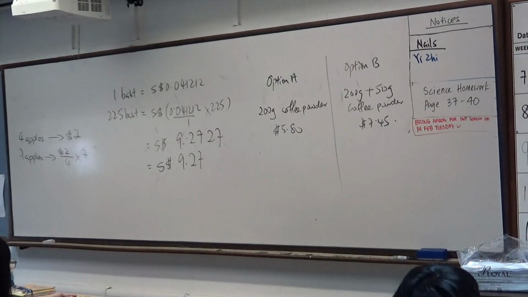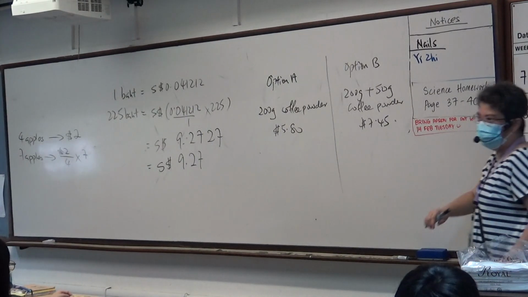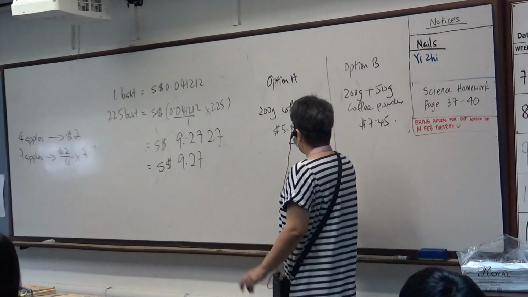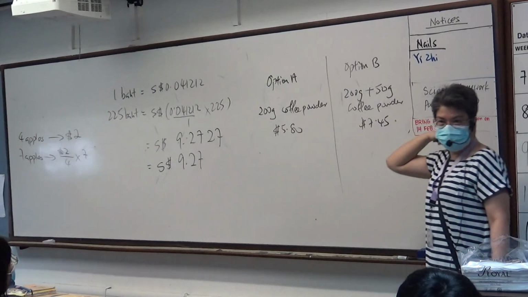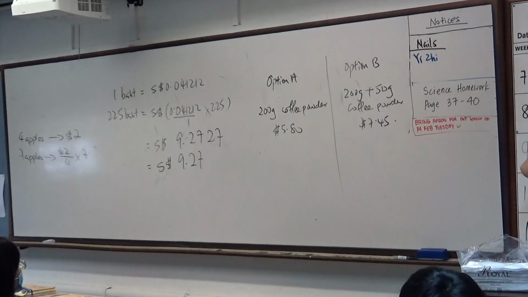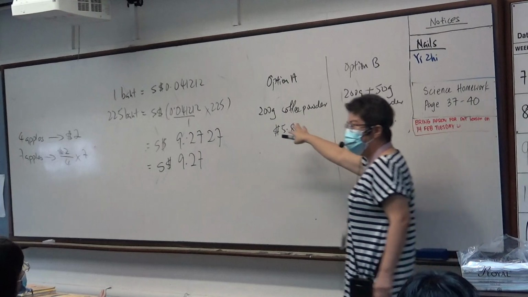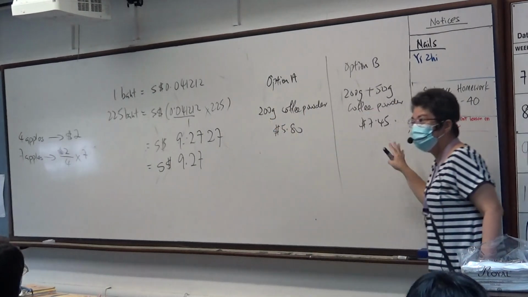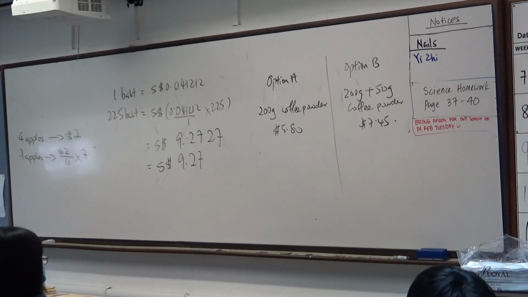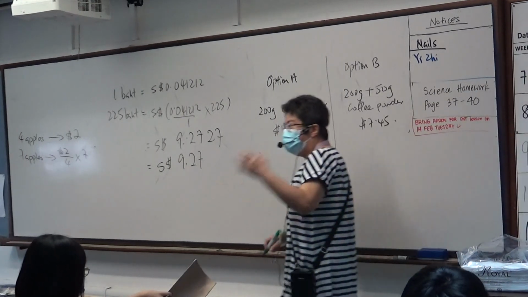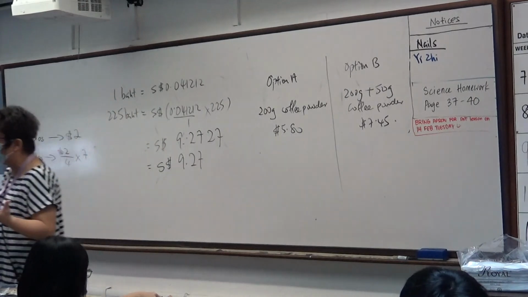Now, can you see that I cannot compare like that? Can I say that straight away this one is cheaper? Can I say straight away that one is cheaper? Why not? Because it's how many grams? 200. How about here? 250, right? Do you agree with what I'm saying? If you want to compare, you must make sure you are comparing the same amount.